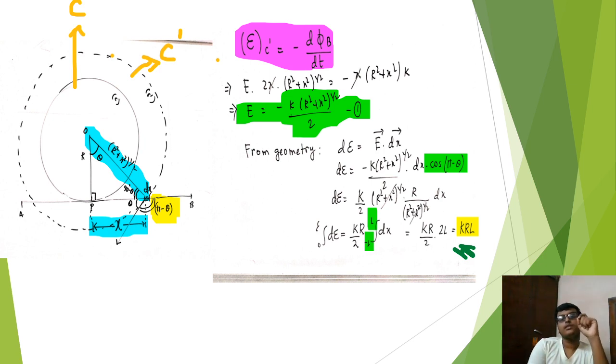Now d epsilon is equal to, I am putting from the previous equation the value of E, minus k (r square plus x square) whole to the power half by 2, dot dx dot cos (pi minus theta), because we are doing dot product. Now cos (pi minus theta) is minus cos theta, and in place of cos theta we are writing r divided by (r square plus x square) whole to the power half. Right. Now, making suitable cancellations, we finally integrate and get our answer to be k r l.